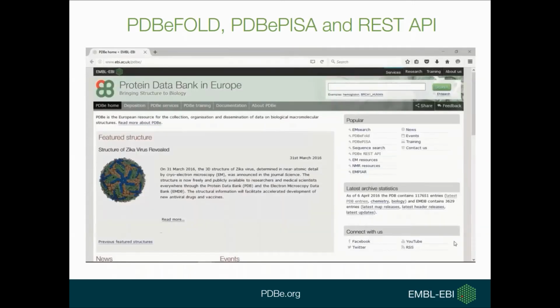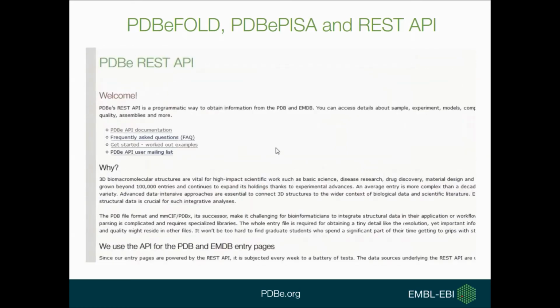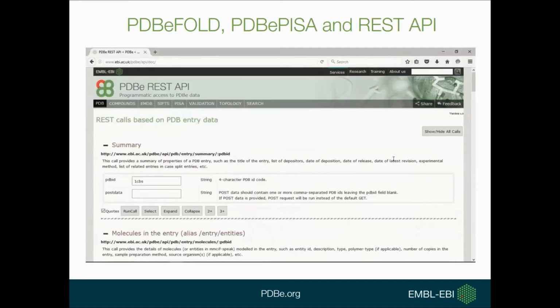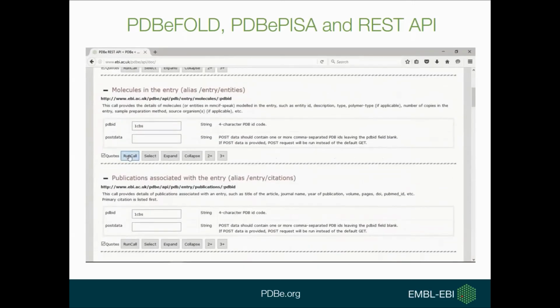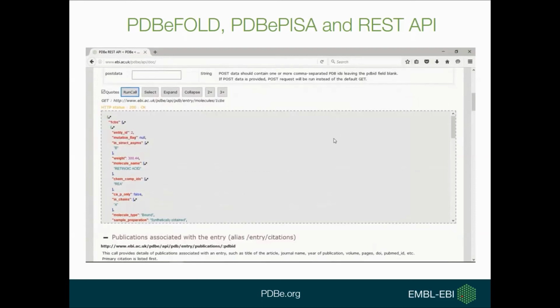We have an API here at the PDBE for programmatic access to the data. This link here will take you through to our API pages. And there are some links here to give you more information, for instance, some FAQs and some worked out examples. If you go to our documentation link, this will give you a list of calls that you can run on PDB entry data. If you run any of these calls, this will then return a script for you to use in your bioinformatics work.